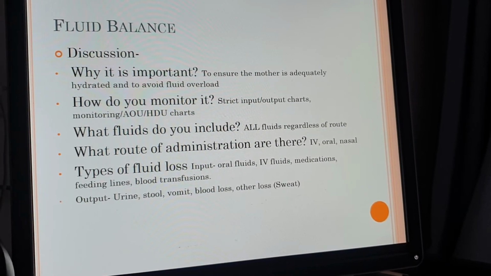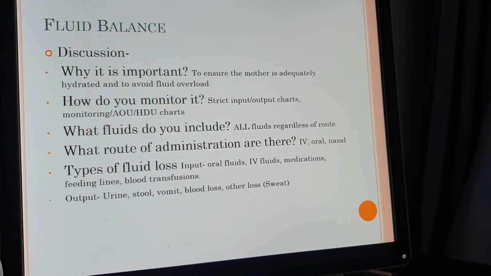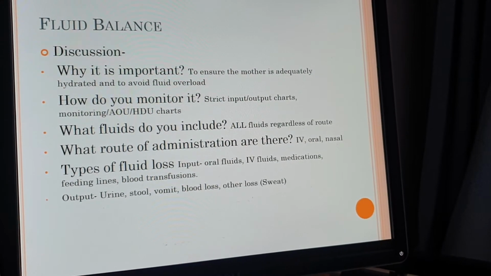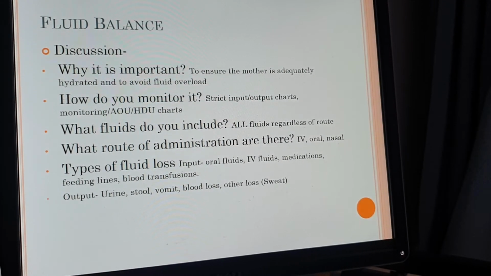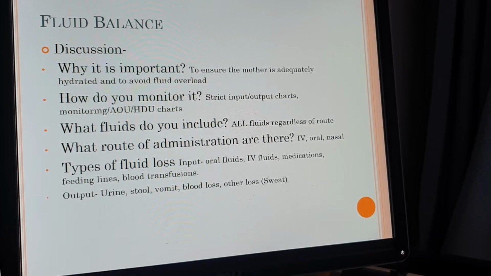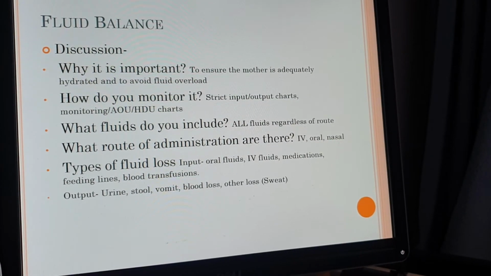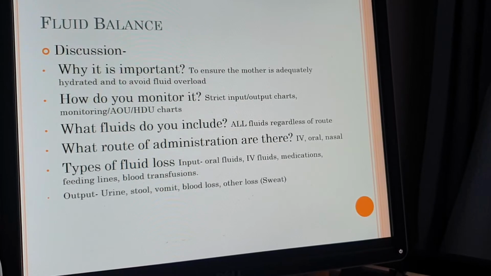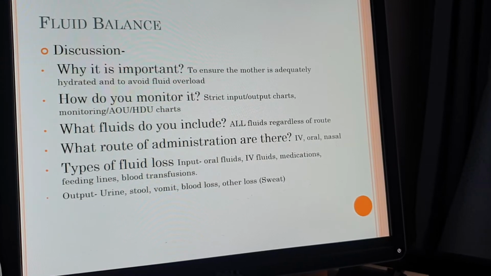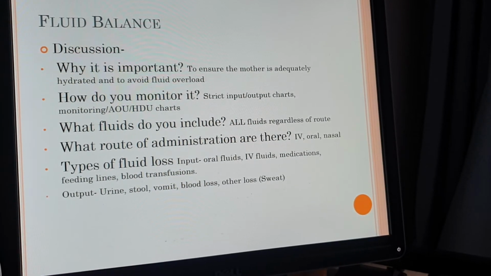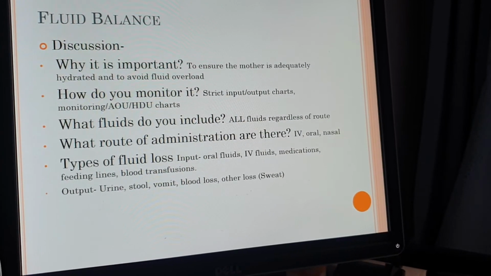Last but not least, and very importantly, is the strict monitoring of fluid balance. So thinking about fluid balance and why it is important, on one end of the spectrum we need to ensure that women and mothers are adequately hydrated, so we want to prevent them from becoming dehydrated, whether that be in the intrapartum or postnatal period, but particularly when we're thinking about women who are sick. And on the other end of the spectrum, we need to do strict fluid balance to avoid fluid overload, particularly if we're caring for women with PET or who are on strict input-output.